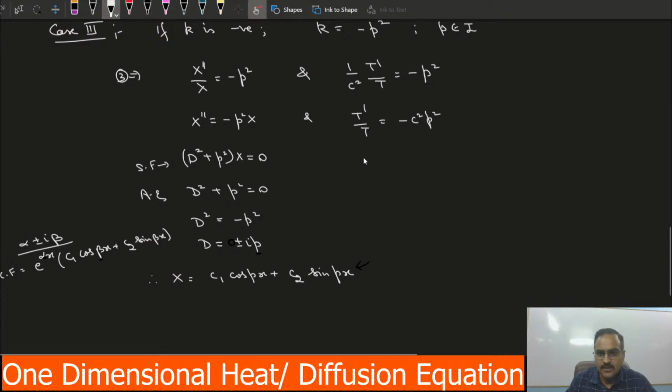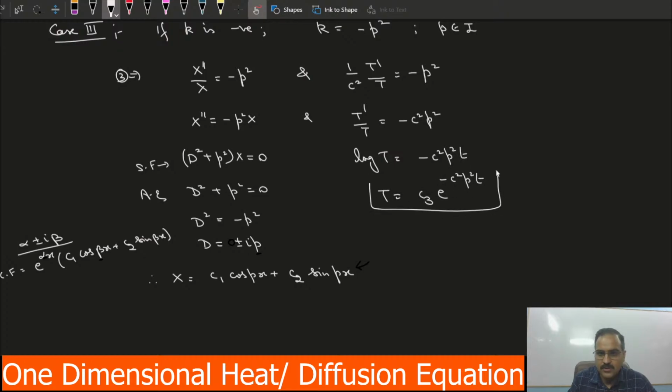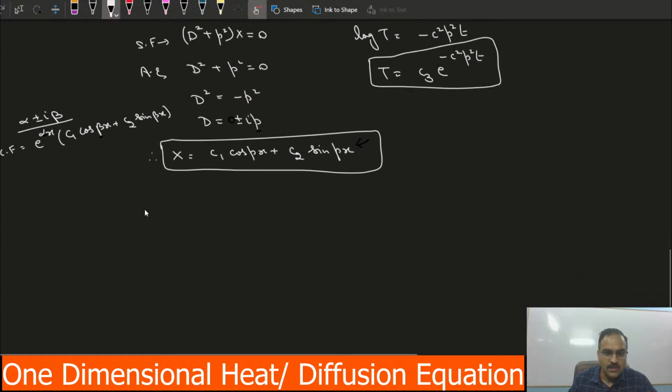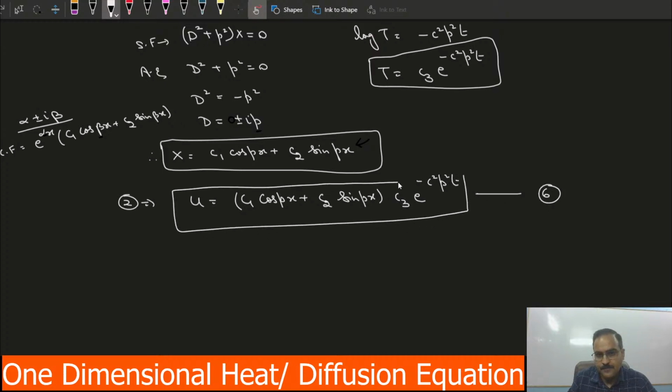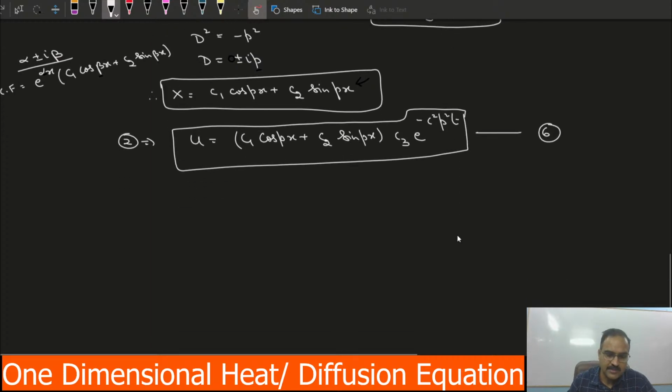Now for the second case, integrating both sides, it will be log of t is equal to minus of c square p square t. So t will be equal to c3 e raised to power minus of c square p square t. So these are the values of t and x. Now substituting in equation number 2, we get u is equal to c1 cos of px plus c2 sine of px into c3 e raised to power minus of c square p square t, and let us denote this one as equation number 6. Now till this step we have obtained three possible solutions.